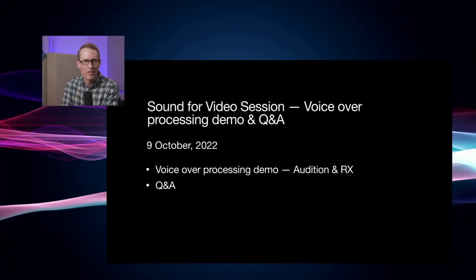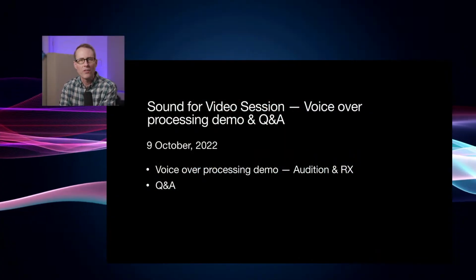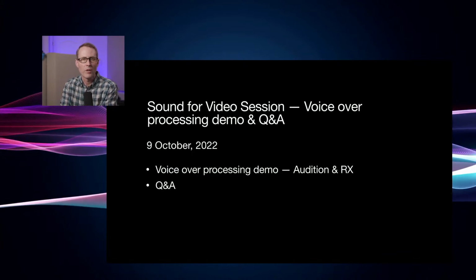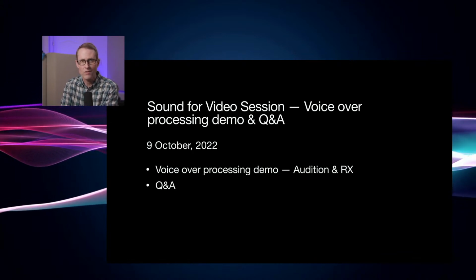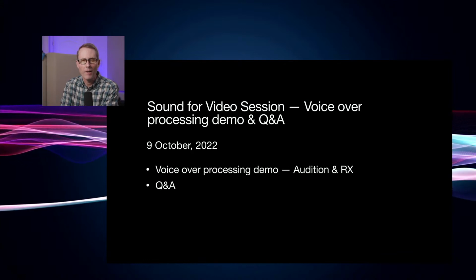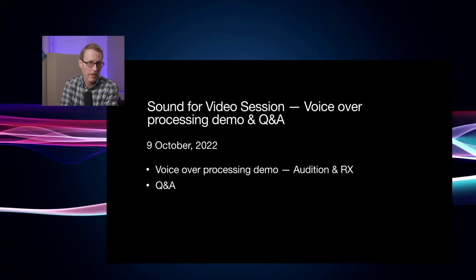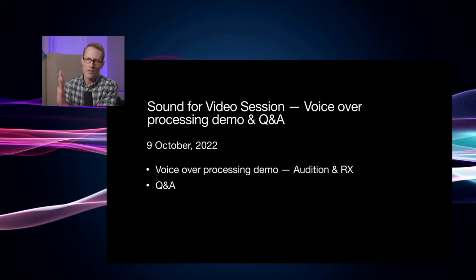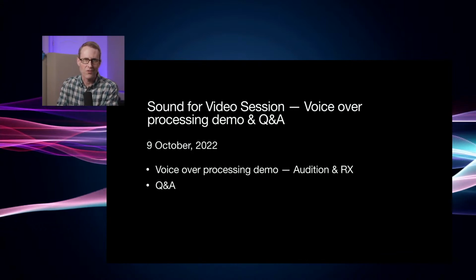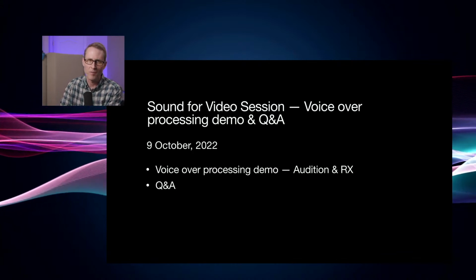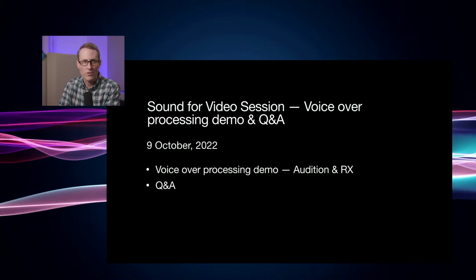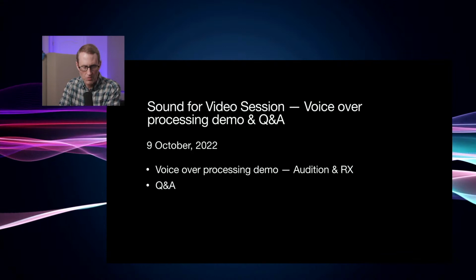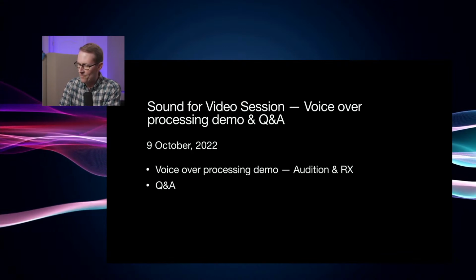Let's go to our agenda and take a look at what we have going today. First of all, we're going to take a look at a voiceover that I recorded just last night and walk through how I would process it. We're going to use primarily Adobe Audition and Isotope RX. Obviously, there are lots of other ways you could do this, but that's just how we're going to approach it in this particular demo. And then we also have some questions that were submitted ahead of time, so we'll take a look at those as well.